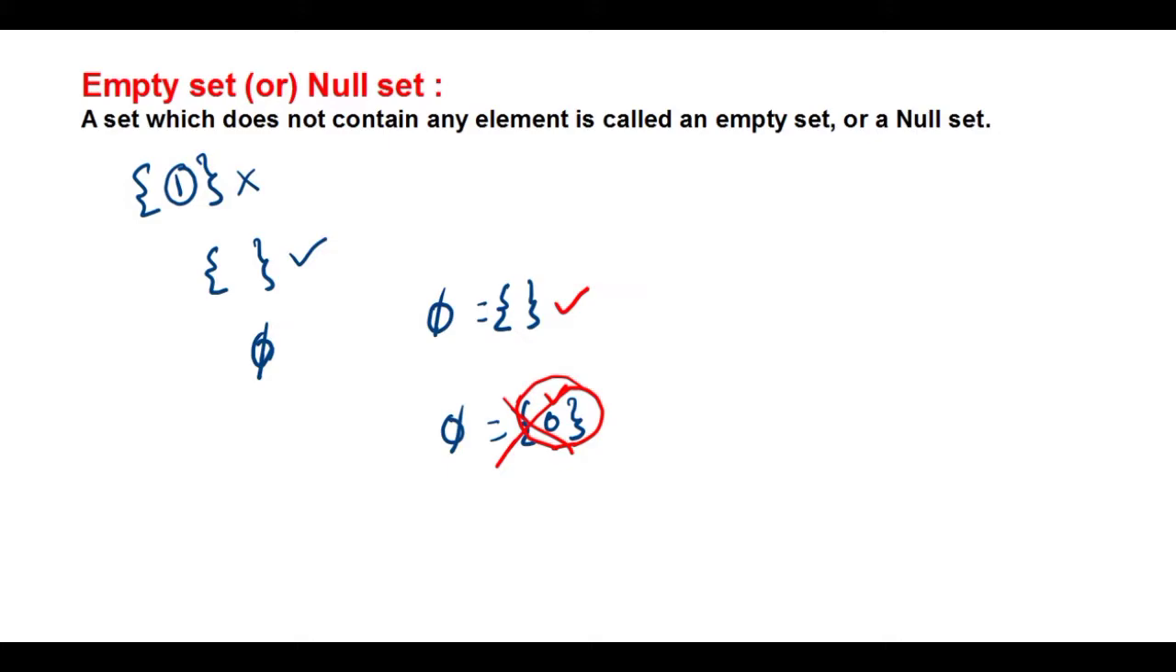So next one, what are the examples for an empty set? For example, take the sum of the angles less than 180 degrees in a triangle. It is meaningless, right? We don't have this type of angles, so it is one of the examples for a null set.